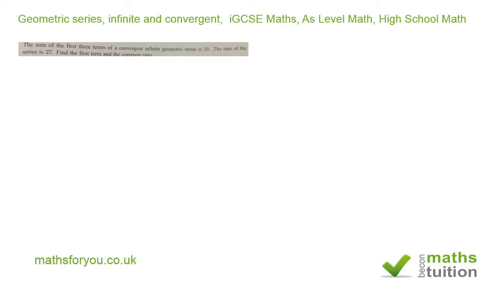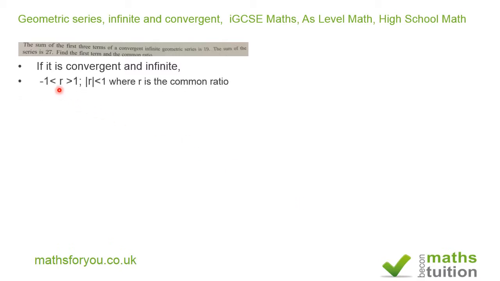Okay, now, firstly, if it is convergent and infinite, there are a few things coming to mind, and one of them being the common ratio. The common ratio has got to be less than 1 and greater than minus 1. Or if you want to write it in absolute value terms, it will be the absolute value of r is less than 1, and r is a common ratio.